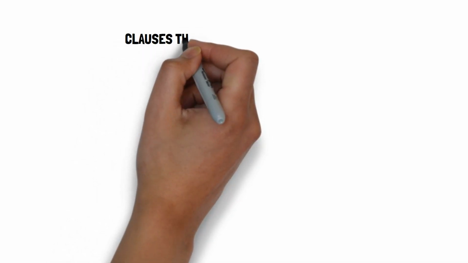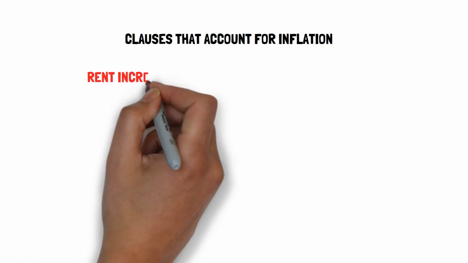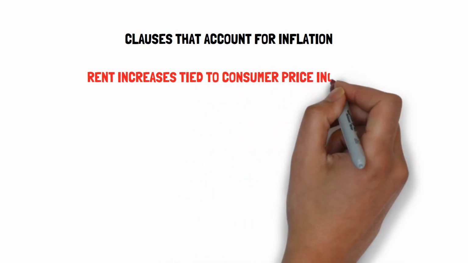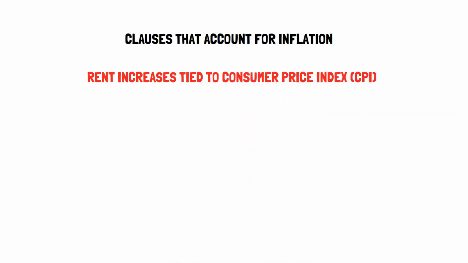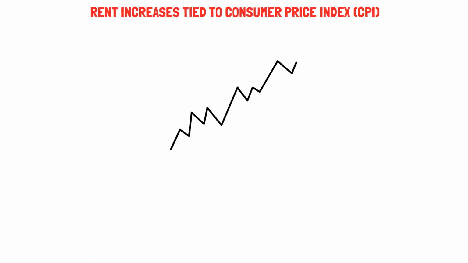Commercial real estate leases often include clauses that account for inflation, such as annual rent increases tied to the Consumer Price Index, CPI, or other inflation measures. These inflation-adjusted leases provide a built-in protection mechanism as rental income automatically adjusts to reflect rising prices.